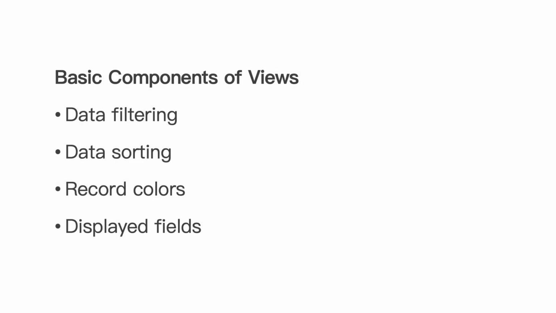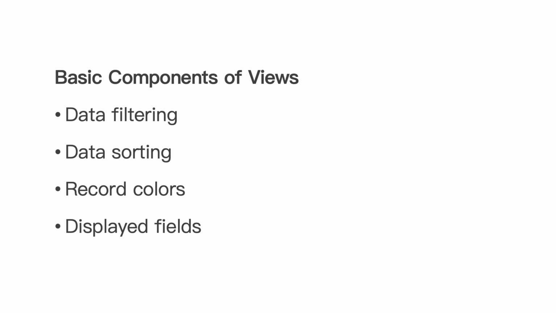As shown in the examples of views earlier, in a view we need to configure: 1. Data filtering. By a set of filter conditions, only display the needed data in the view. 2. Data sorting. You can set a default sorting to present the records in the view. 3. Record colors. You can select a single choice field to differentiate records based on the color of the options. 4. Displayed fields. If there are sensitive fields, you can hide them so that when a record is opened in the view, those fields will not be displayed.